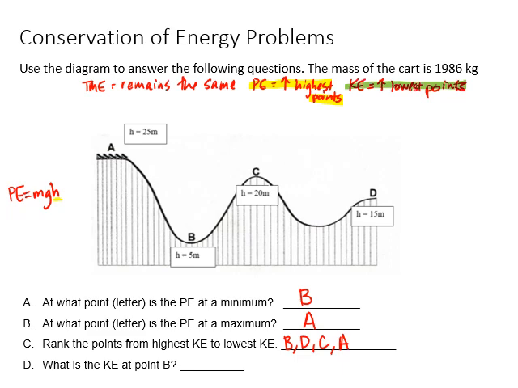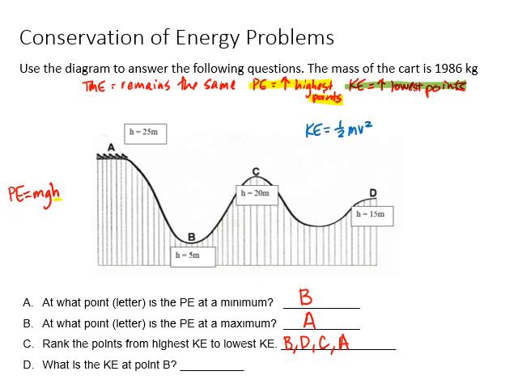And then lastly, question D, what is the kinetic energy at point B? So here we're actually looking for a value. Kinetic energy equals 1/2 mv squared. I know the mass. I don't know velocity for this. So we're not going to be able to use this formula to solve this problem because I don't know a velocity. However, there is another formula that we can use to solve for kinetic energy.